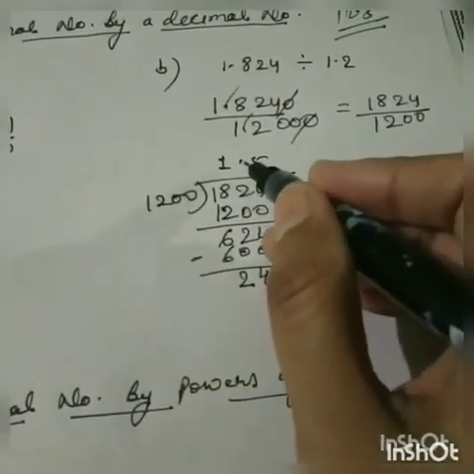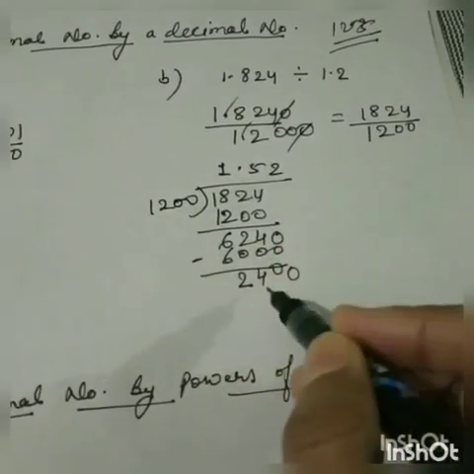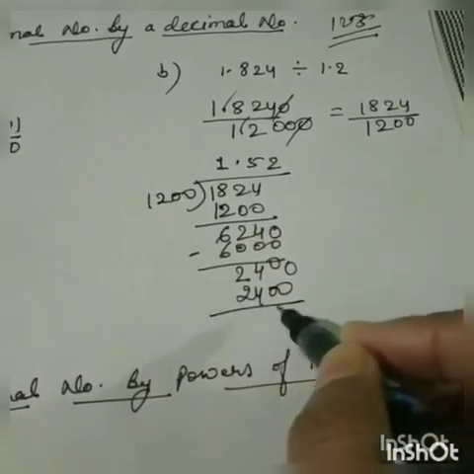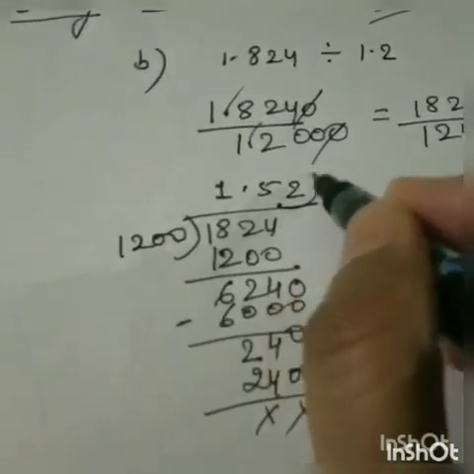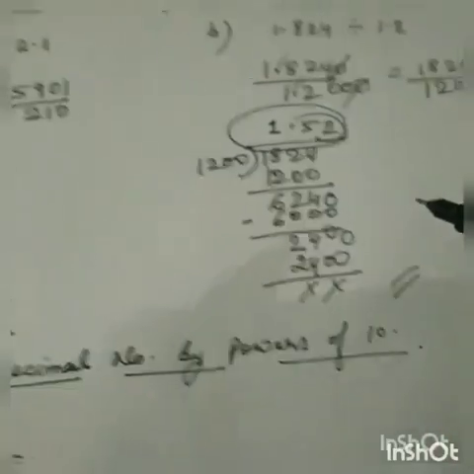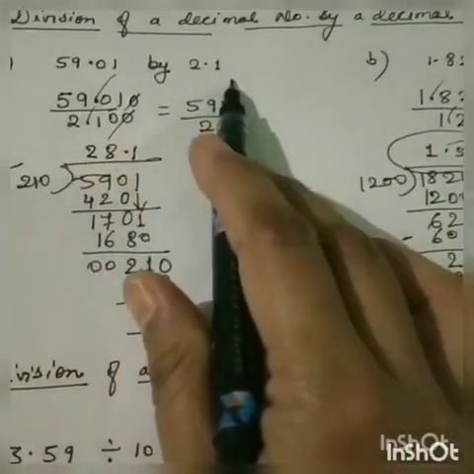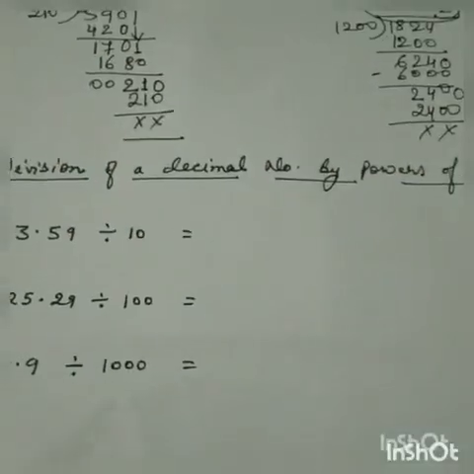So we have already taken the decimal. So we can put one more 0 here. 1200 now 2 times if you take, you will get 2400. So its answer is 1.52. In this manner, you have to divide a decimal number by another decimal number. I hope you all have understood this.